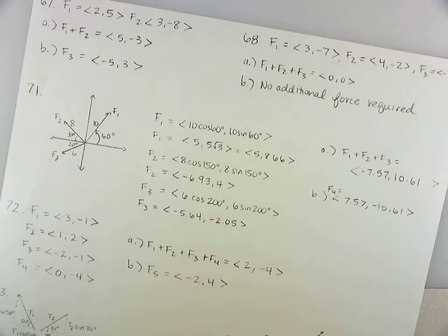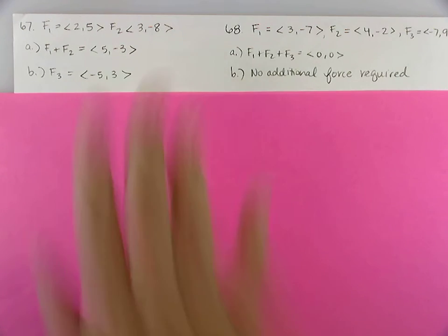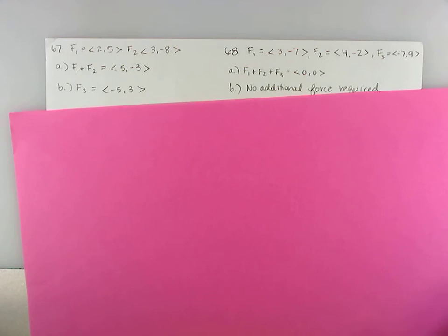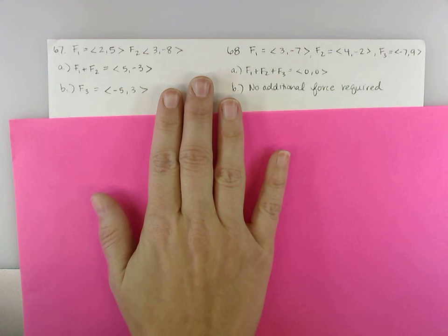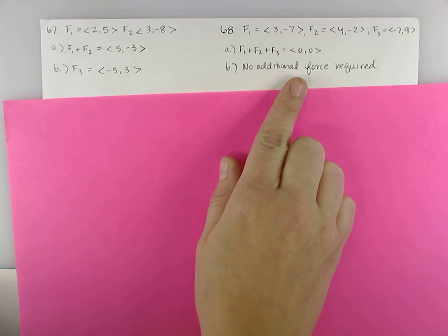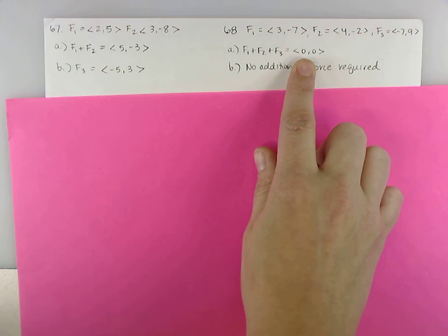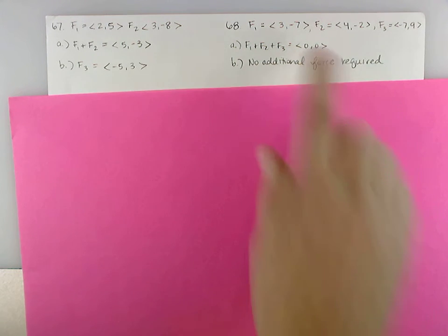All right, let's go to 67 and 68. Okay, so those were the addition of your forces. And when is no additional force required? Yeah, so when you are already in equilibrium, when you're already at 0, 0.